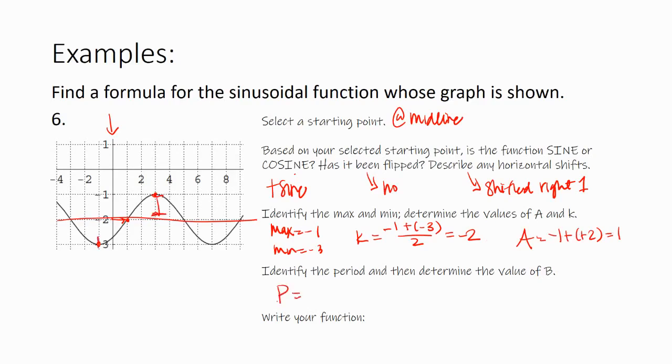The period, go from minimum to minimum and just count over, would be 8. So that your b value is 2 pi over the period, or pi over 4. So that your function becomes y equals, your a value is 1 and it's positive sine, so you don't really need anything out in front. So it's sine of pi over 4. You need your extra set of parentheses, x minus 1, and then minus 2 on the outside because k is negative.